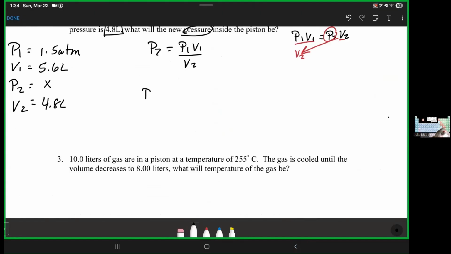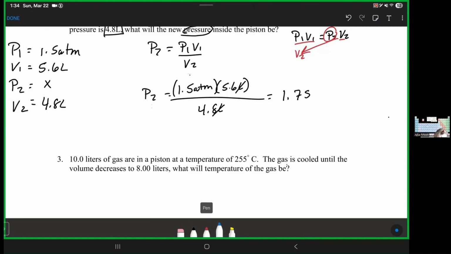So my P2 is equal to my first pressure times my first volume divided by my second volume. My liters cancel and I'm left with ATM, which is what I'm looking for. And when I do that math, I get 1.75. We're at 2 sig figs here, 2 here, 2 here. So I'm going to go with 2 in my answer. 1.8 ATM.